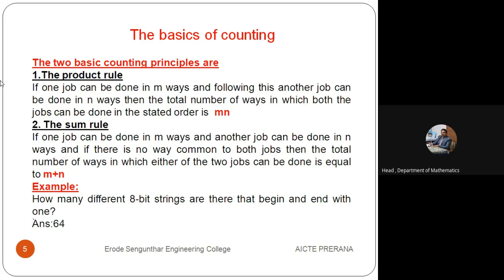Now we have to calculate the remaining 6 places, that is the second, third, up to the 7th place. Each place is either 0 or 1. Therefore, except the first and 8th places, we have to calculate 6 places, each either 0 or 1. Therefore, our answer is 2 power 6. We know that 2 power 6 is 64. Therefore, there are 64 different 8-bit strings that begin and end with 1.